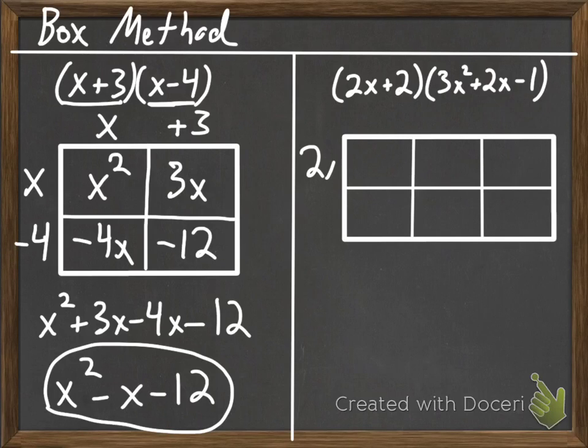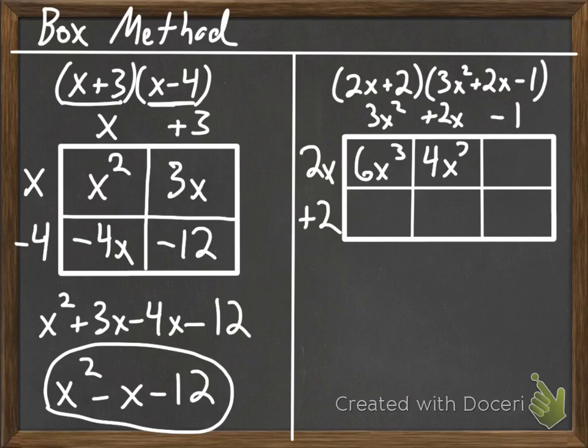So here I have my 2x and my plus 2. Here I have my 3x squared, my plus 2x, my minus 1. And we're just going to, in each box, multiply what goes there. So 2x times 3x squared, 2 times 3 is 6, x squared times x is x to the third. 2x times 2x, 2 times 2, 4, x times x, x squared. And then we have 2x times negative 1, which is negative 2x.